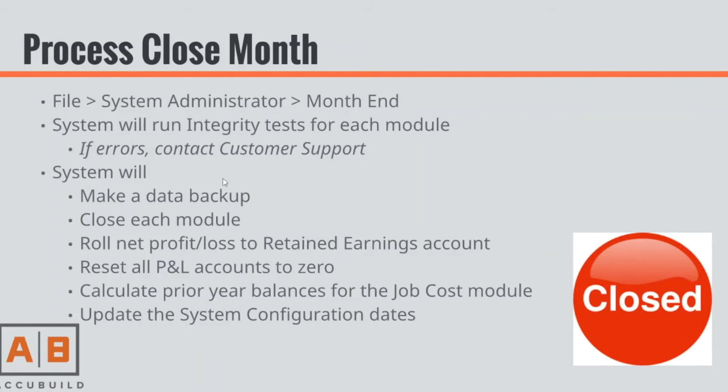After completing all of the data integrity tests, the system will proceed with closing the fiscal year. There are quite a number of steps involved, which include the following. The system will automatically create a backup. Each module will be closed. The net profit or loss from the prior year will be rolled into the retained earnings account, as well as the profit and loss accounts will be reset to 0. Jobs in the job cost module will be updated with prior year balances. And lastly, the system configuration dates will be updated.